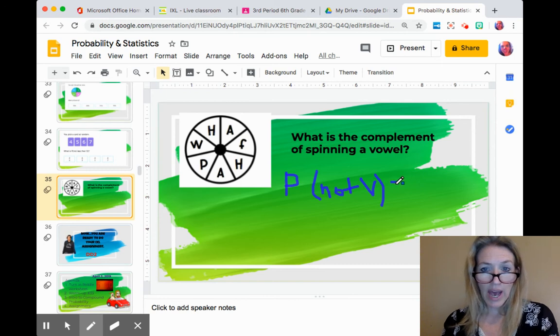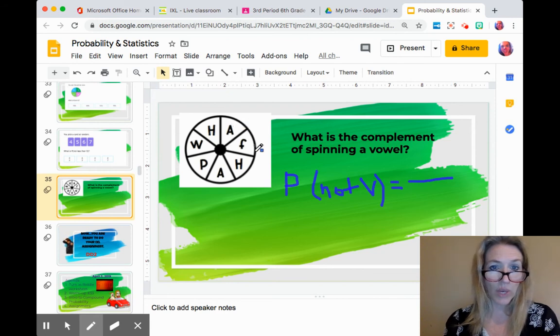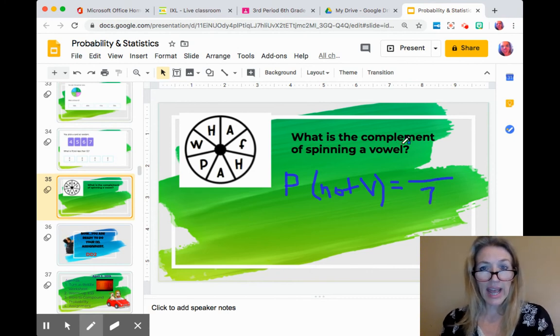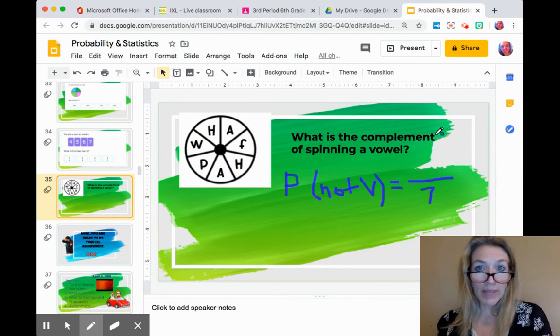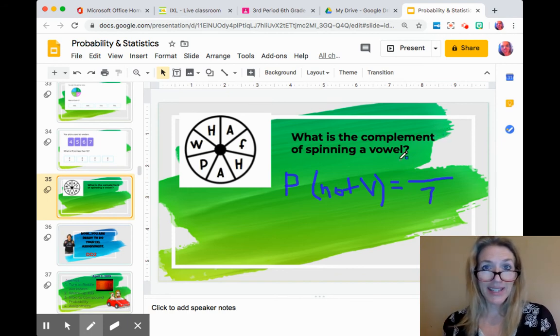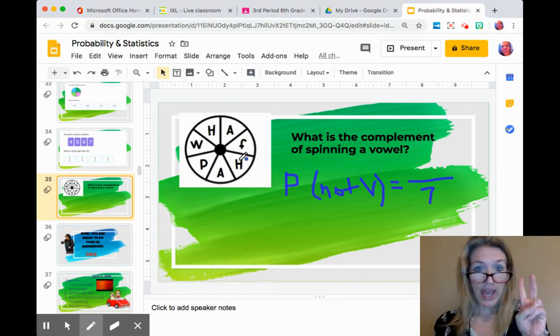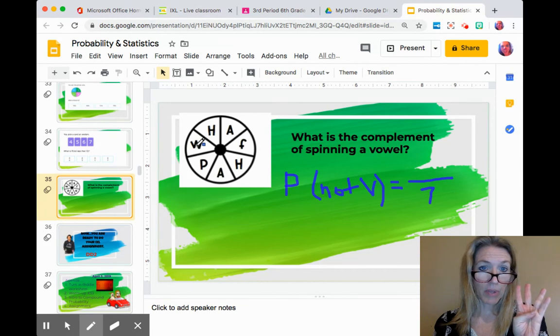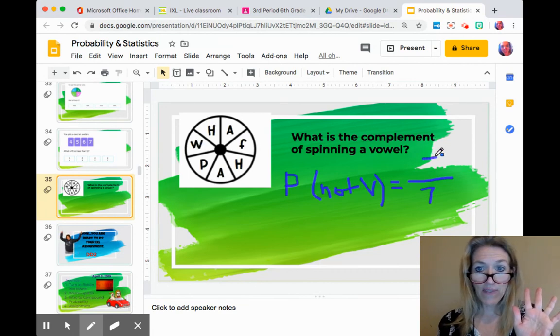Okay, so I know that right away I can just start with the denominator. I can count all of these choices. 1, 2, 3, 4, 5, 6, 7 is my denominator. Those are all of the total possible outcomes. And then it asks for the complement of a vowel. So that means something that's not a vowel. So we're going to count all of the consonants on this spinner. Okay, so that would be F, H, D, W, and H. So there were 5 things that were not a vowel. So the complement of spinning a vowel was 5/7.